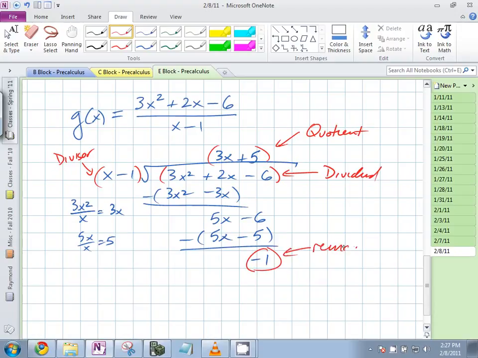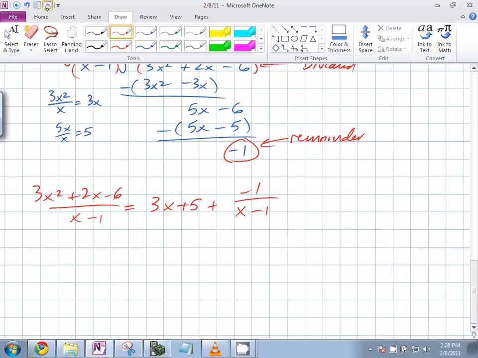Yes, sure. So what did we just do? We just did one thing. We took 3x squared plus 2x minus 6 over x minus 1, and we now know that that's the same thing as 3x plus 5 plus what? Negative 1 over x minus 1. Yes, that is correct. That's what it is. How would you verify that?